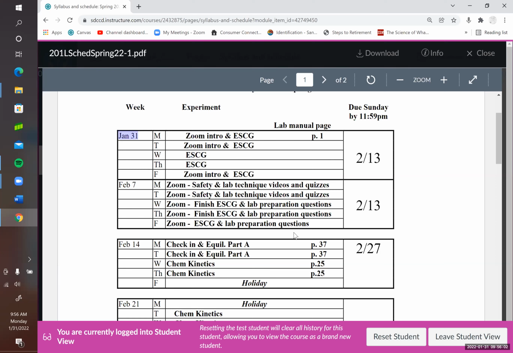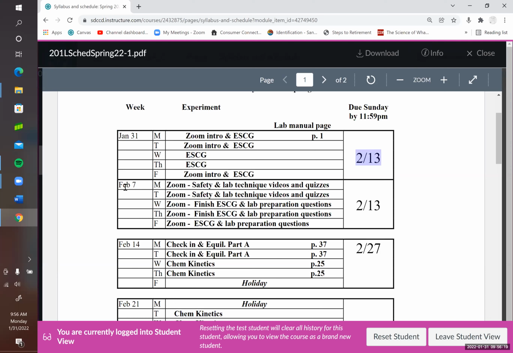Okay, like I said, are the first 2 labs due on the 13th or just the first one? Okay, so this first lab, the electronic spreadsheet and computer graphing that we'll be talking about, is due on the 13th.